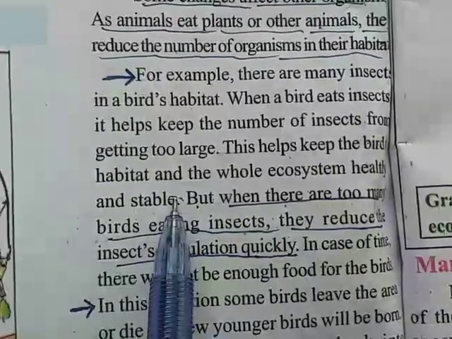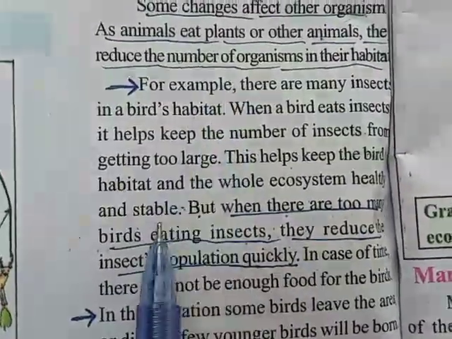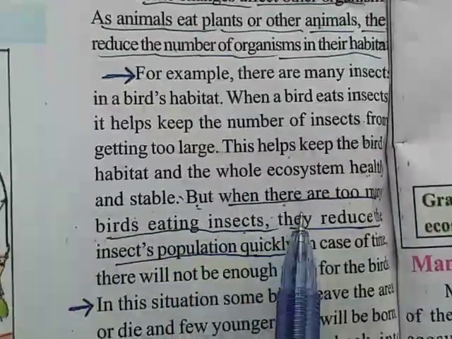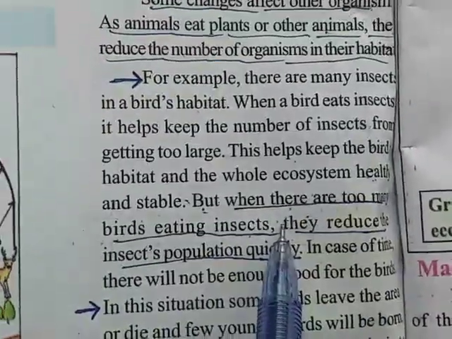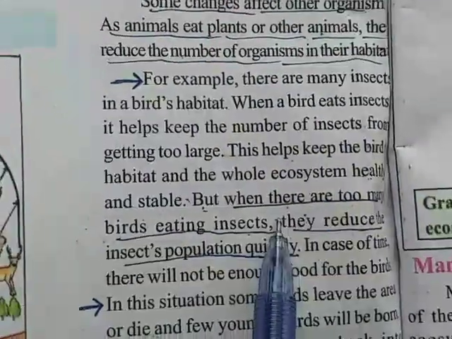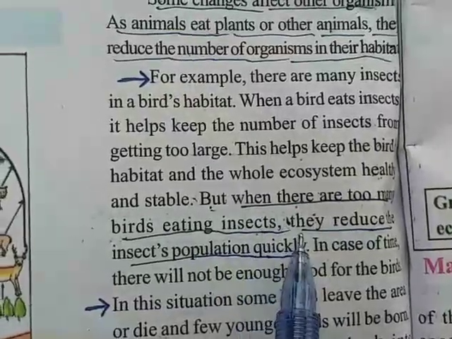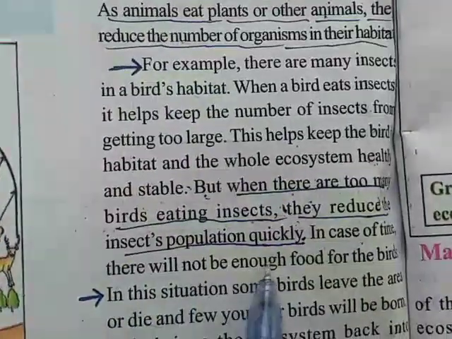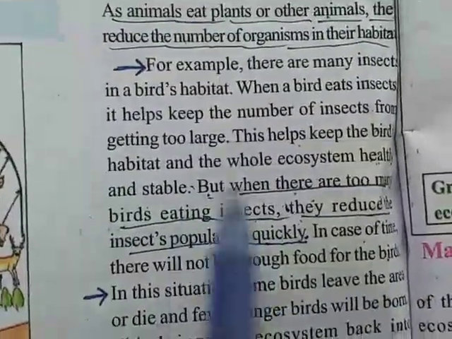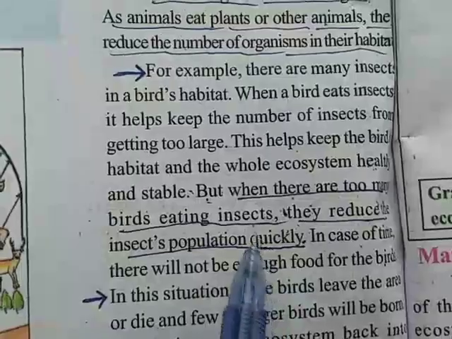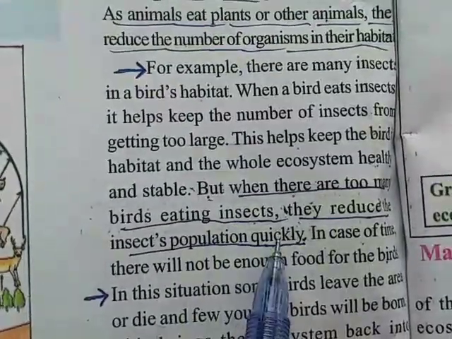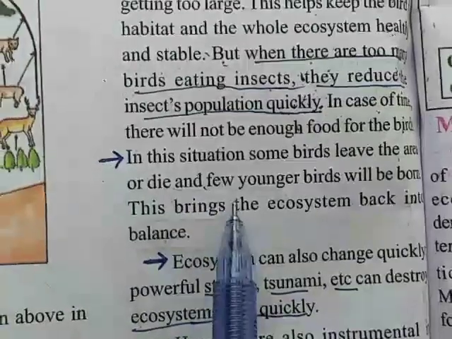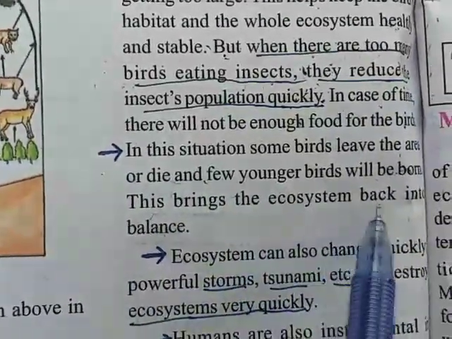Imagine an ecosystem with many insects, and few birds eating those insects. That ecosystem becomes healthy and stable. But imagine there are too many birds eating insects. They reduce the insect population quickly, and in time there will not be enough food for the birds. The population of insects gradually decreases. In this situation, some birds leave the area or die, and a few younger birds are born. This brings the ecosystem back into balance.